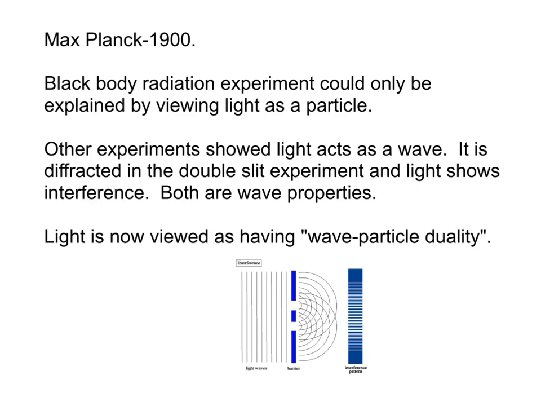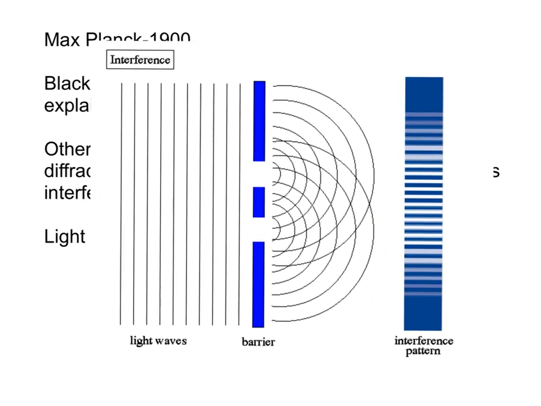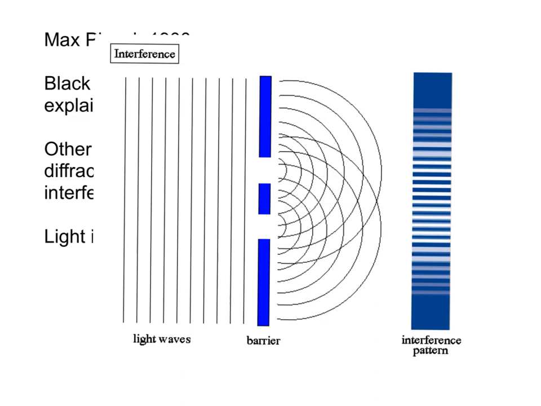We already had numerous other experiments that showed that light acts as a wave, and it can be diffracted in a double slit experiment and show interference. So this is a diagram showing the famous double slit experiment. The lines running this way would represent the wave crests, and you could think of some water waves heading this way.